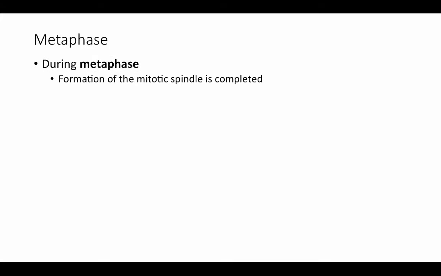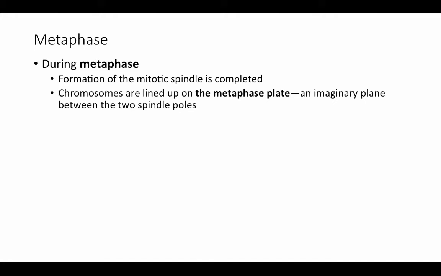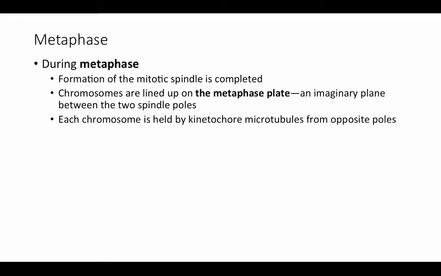During metaphase, this process of positioning the chromosomes is going to be complete. The formation of the mitotic spindle is completed, and the chromosomes are going to be lined up on an imaginary area called the metaphase plate. Remember, there's no actual structure there. This is just an imaginary plane between the 2 spindle poles where all of the chromosomes are going to be lined up. And each chromosome is going to be attached to a kinetochore microtubule coming from each of the opposite poles of the mitotic spindle.